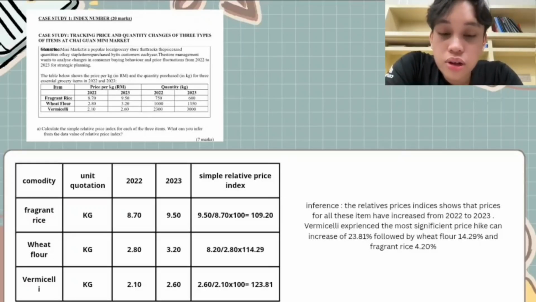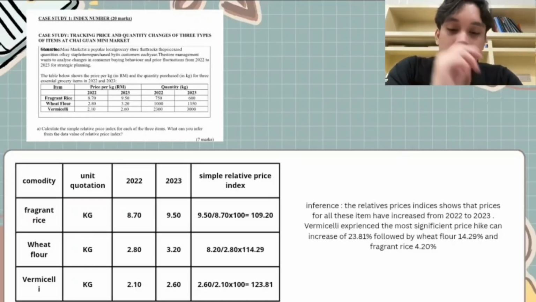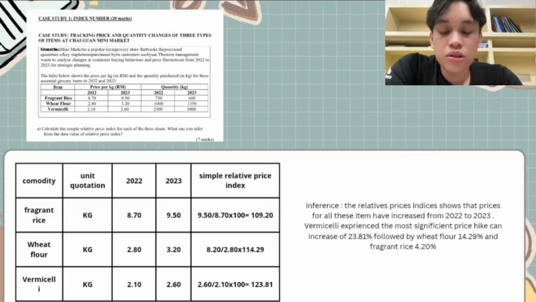So for the question A, we need to calculate the simple relative price index for each item. The formula is price index equal current year price divided by base year price times 100. Since 2022 is our base year, we divide the 2023 price by the 2022 price. Fragrant rice. So for the fragrant rice, 9.5 divided by 8.7 times 100 equals 109.20. This means the price index is 109.20.